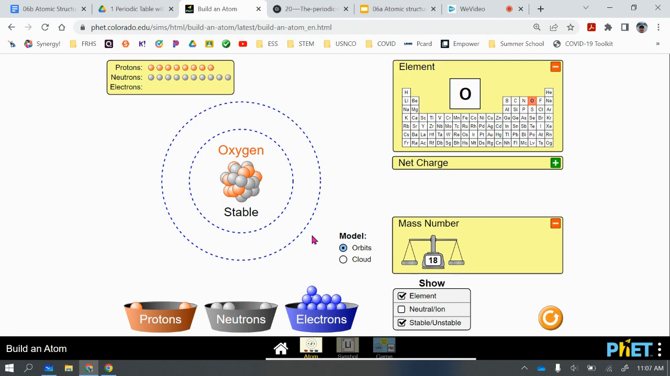When we do radiometric dating or carbon dating, we use one of the different forms of carbon. I guess it's not related to oxygen.